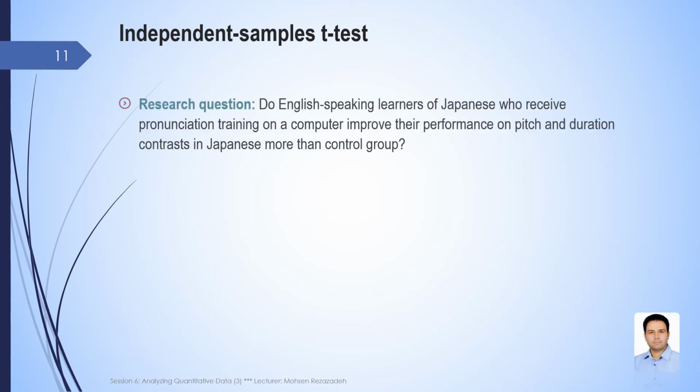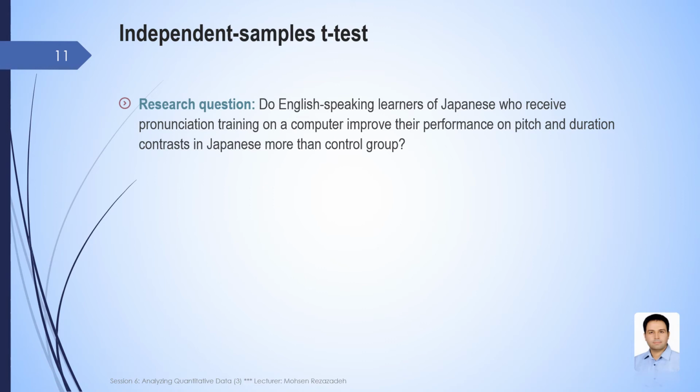Here is another example. Research question: Do English-speaking learners of Japanese who receive pronunciation training on a computer improve their performance on pitch and duration contrasts in Japanese more than the control group? Here again we have two groups. One is the control group and the other one is the experimental group.